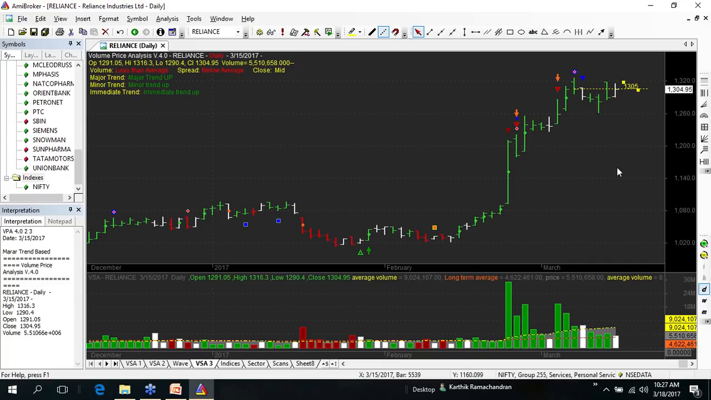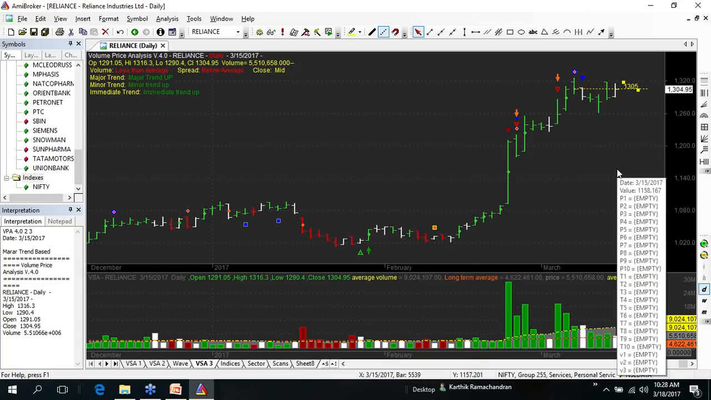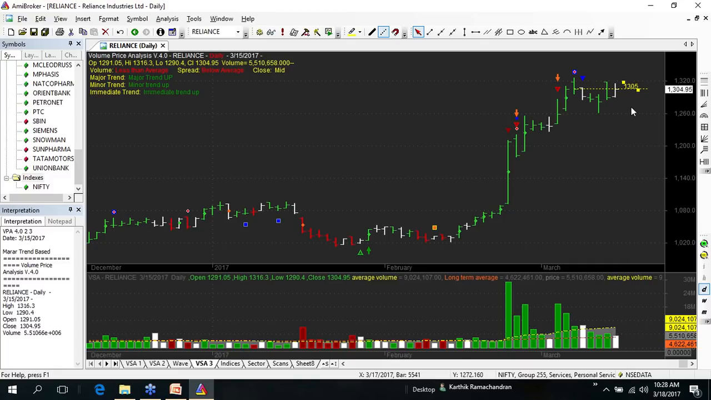I don't go by the close or this thing. What was the last price which was rejected here? This 1305 was the last price rejected. So it has to effectively cross this price on high volume. Then it will move to the next level. Right now it is going to keep moving sideways till that is crossed effectively. 1305 is the last price.